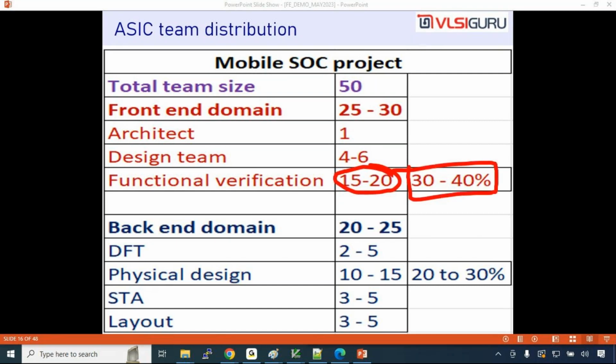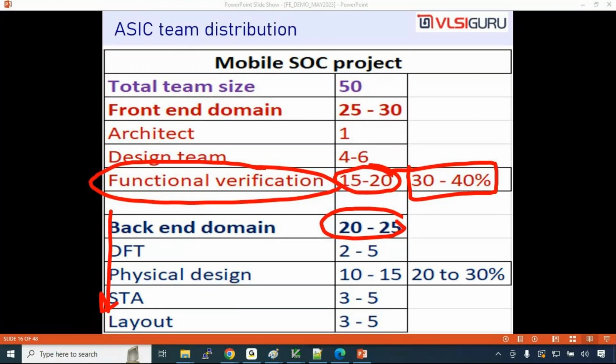What does it mean? Let's say you go to Qualcomm, randomly you pick any VLSI engineer, you ask what do you do? 30 to 40% chance that he will be a functional verification engineer. Then comes the backend domain, where around 20 to 25 people will be there. DFT around 2 to 5.